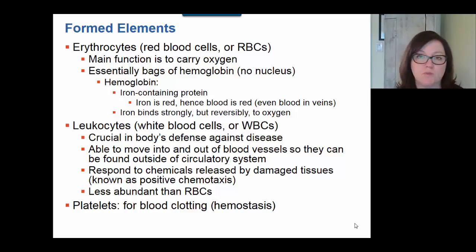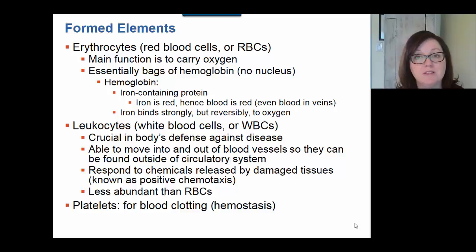During their maturation process, they eject all of their organelles so that what we have inside of the red blood cell is really nothing but a protein called hemoglobin. So there'll be millions of these hemoglobin proteins inside of a single red blood cell. And the hemoglobin protein is important because it's what carries the oxygen.